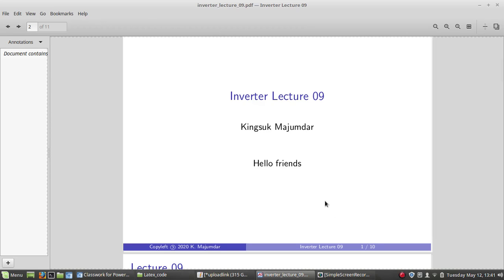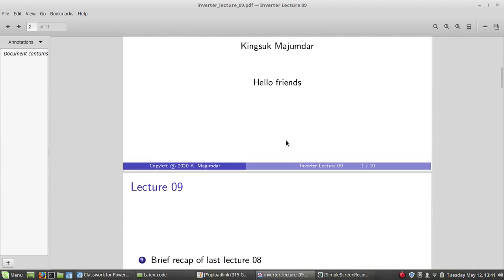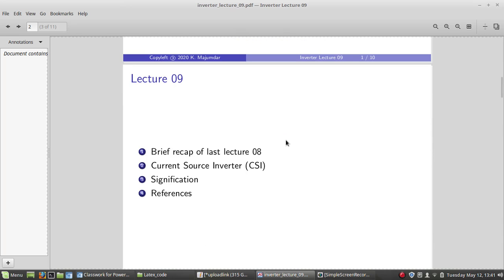Today we are going to discuss lecture number 9 regarding inverters. What will we learn today? First of all, we make a brief recap of the previous lecture, lecture number 8 regarding inverters. Then we go to our topic today, the current source inverter or CSI. Then we try to find out its significance and preferences.